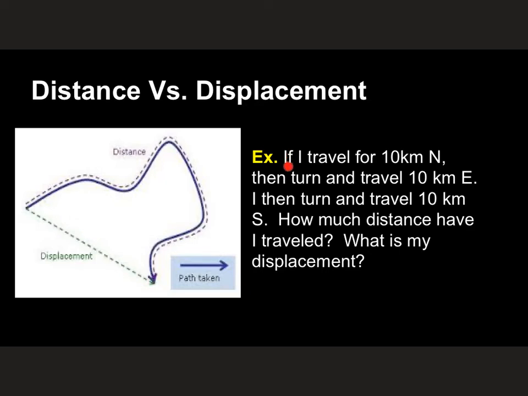In the example it says, if you traveled 10 kilometers north, then turned and traveled 10 kilometers east, and then you turned and traveled 10 kilometers south, how much distance have I traveled, and what is my displacement? Well, that's hard to see just on this picture. So let's take a closer look. Here we go. Now we can make it a little bit more boxy. So in the description, it said that it traveled from its origin point, and I guess we better mark that as our origin point, right?